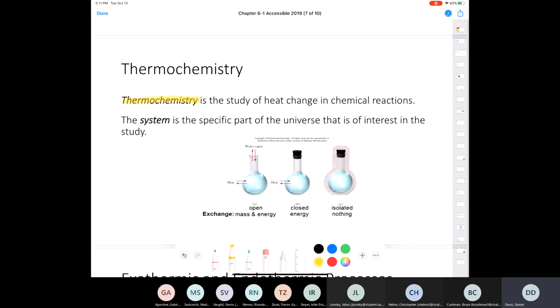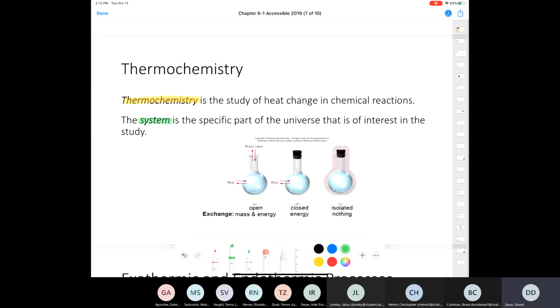But if you think about an explosion, that's a chemical reaction, whether it's the hydrogen combusting in the Hindenburg, or whether it's trinitrotoluene, which is one of the components of dynamite, exploding. You can see that there's definitely some heat exchange involved in those chemical reactions. And so when we're doing chemical reactions, the actual vessel or place where we're doing the chemical reaction, we have a special name for that, and we call it the system. The system is the specific part of the entire universe that is of interest in the study. So the reaction that we're looking at is going to be performed in a system.